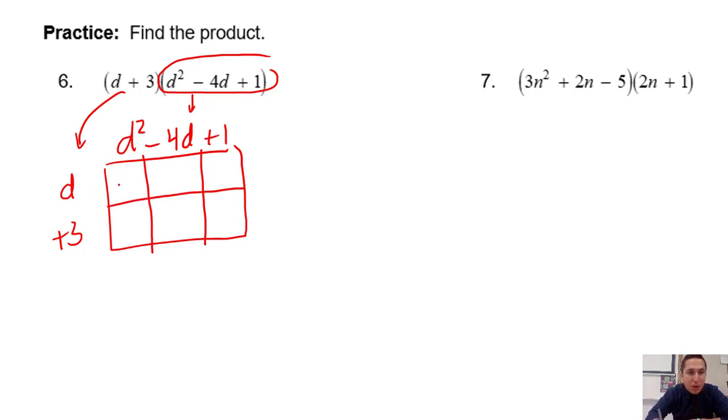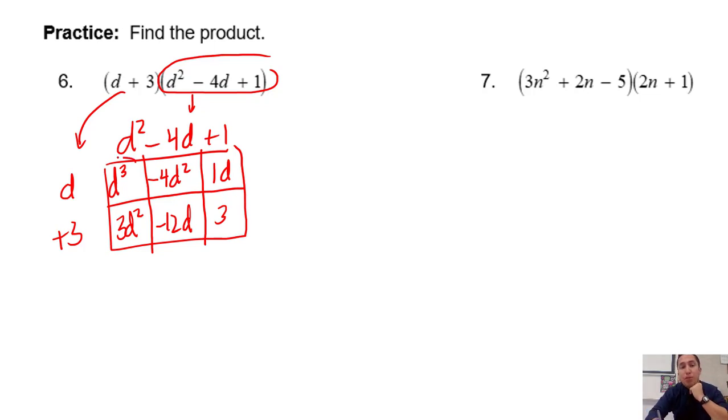Good. Now let's get in this first square. D times d squared, that's going to give you d to the third. Find the pattern here. It's 2 up here, and this guy has a 1, so d to the 3. Negative 4d times d is a negative 4d squared, because you have 2 d's hopping in here. D times 1 is just a 1d. D squared times 3 is a 3d squared. Negative 4d times 3 is a negative 12d. 1 times 3 is just a 3.